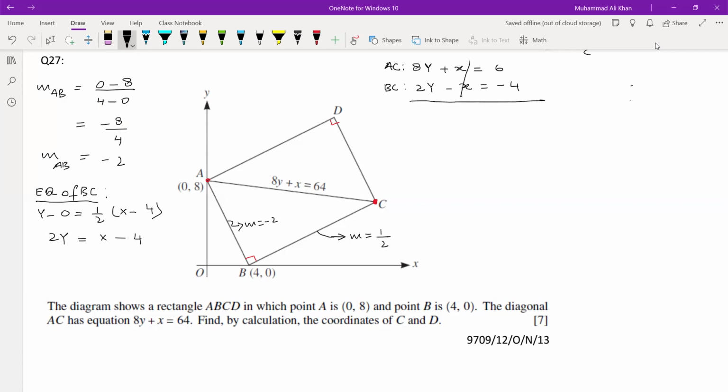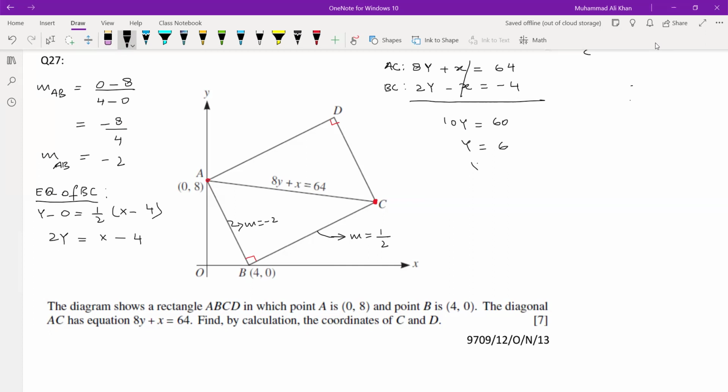x and x cancel out. 8 plus 2, 10y equals 6 minus 4, 2. So y equals 2 divided by 10, which is 1 upon 5. Any confusion? Sorry, it is 64, not 6. 64 minus 4 is 60, and 60 divided by 10 is 6. Therefore, y is 6.